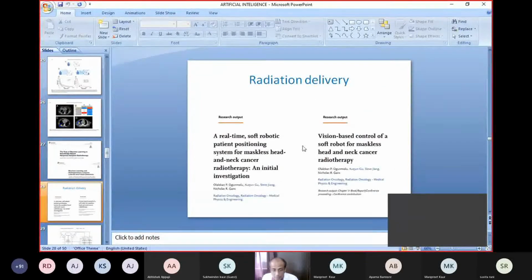Then for radiation delivery also, we need artificial intelligence. We have robotic patient positioning systems for maskless head and neck cancer therapy. I had shown you earlier that to immobilize a patient, we place a thermoplastic mask on the patient, which is very cumbersome, and sometimes patients are not comfortable with that. So now robotic patient positioning systems are coming for maskless radiation therapy, where artificial intelligence has a role.